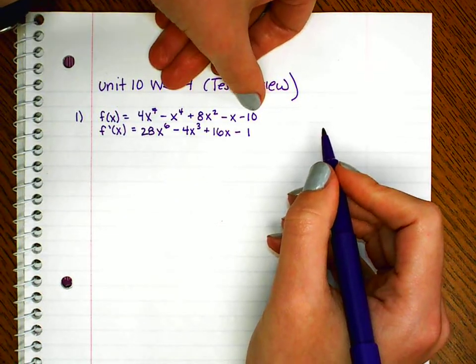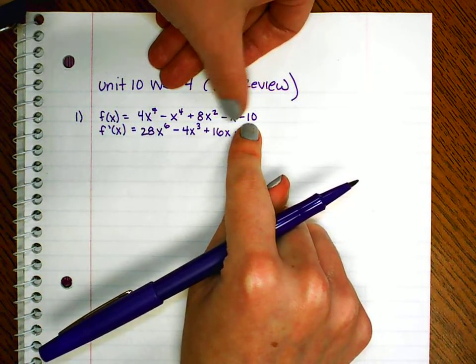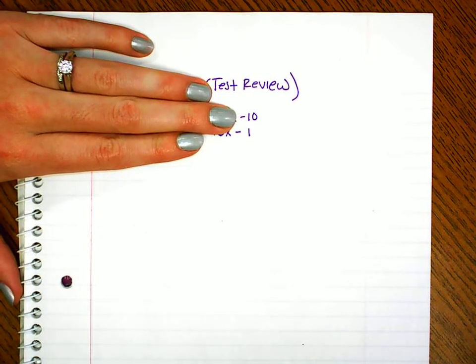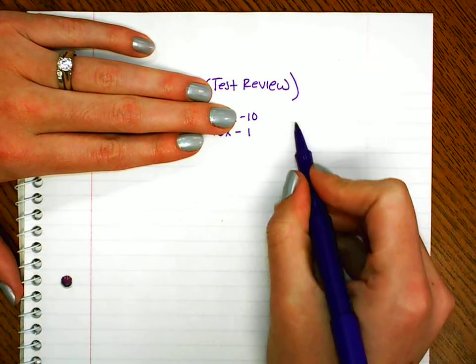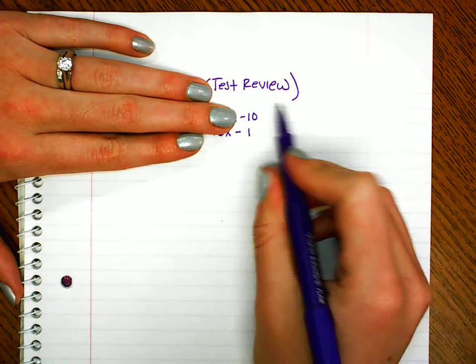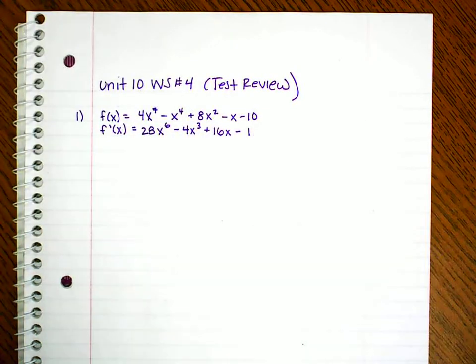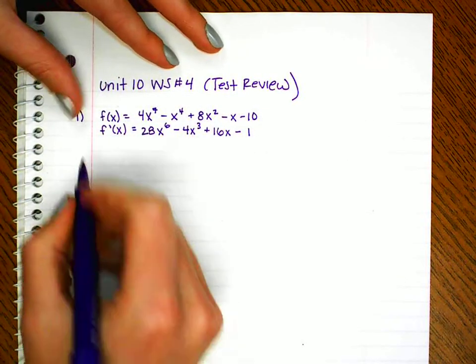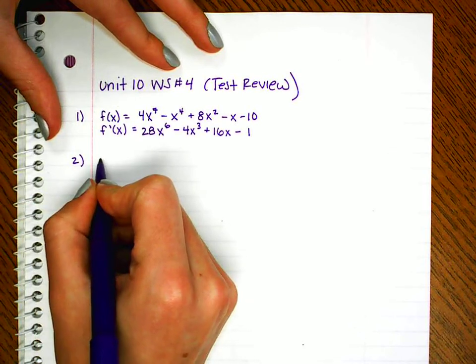And then whenever we have a constant, the derivative of, so if we were just doing y equals negative 10, that would be a straight line. A straight line has a slope of 0, so the derivative of a constant is just 0. This is my final answer. Number 2.